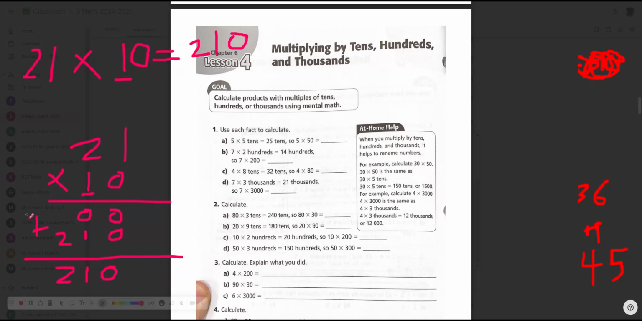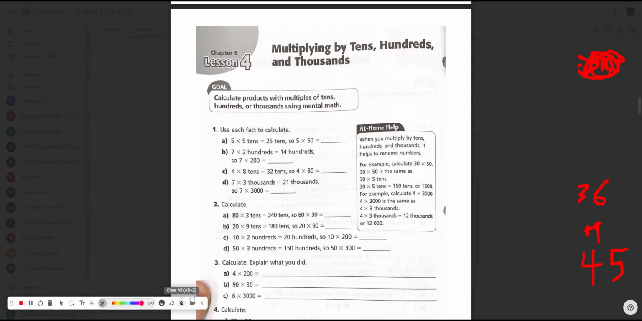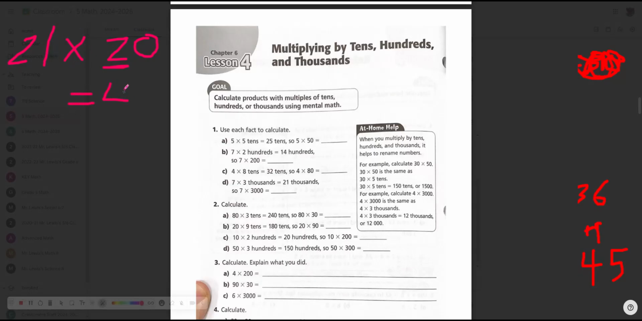Okay. Now, what if I wasn't timesing by 10? What if, say, I was multiplying by, say, 20? Does that strategy still work? Absolutely it does. I'm not going to treat this like 20. I'm going to treat it like it's 2. Okay, so 21 times 2, well, I'm just doubling 21. So yeah, that's 42.